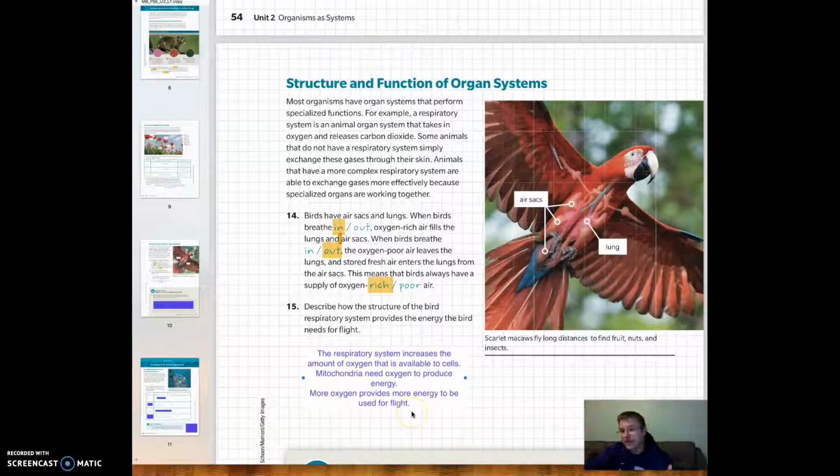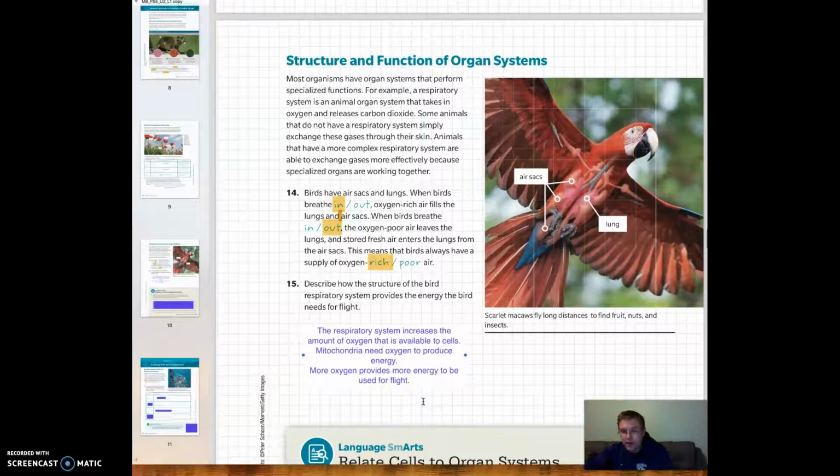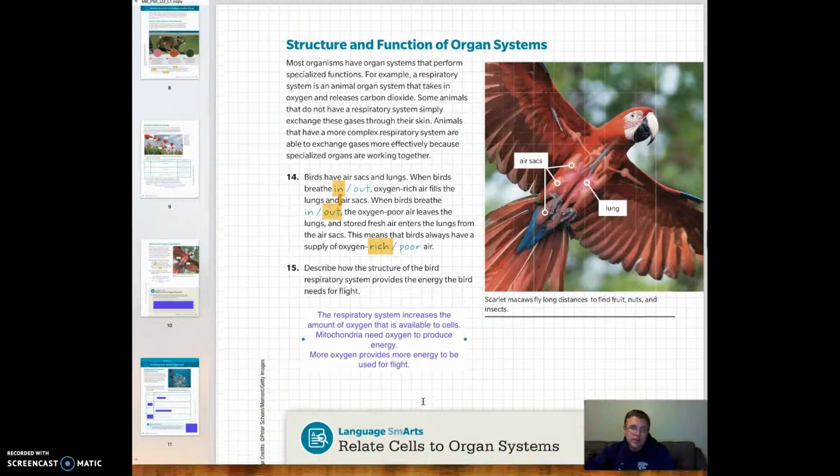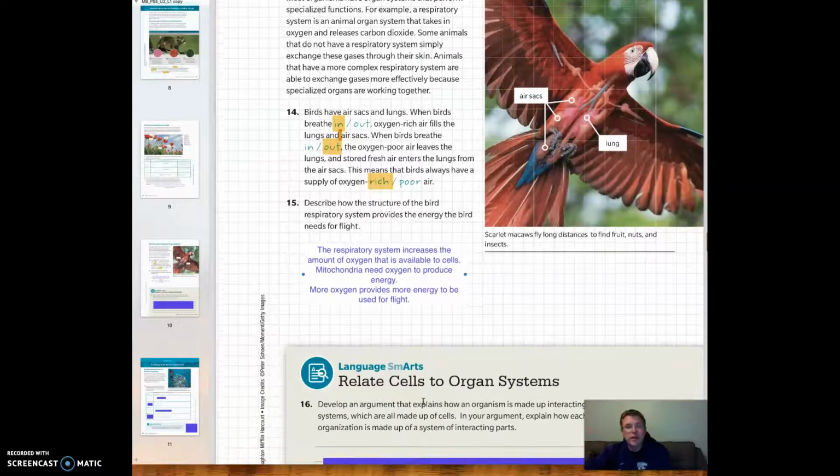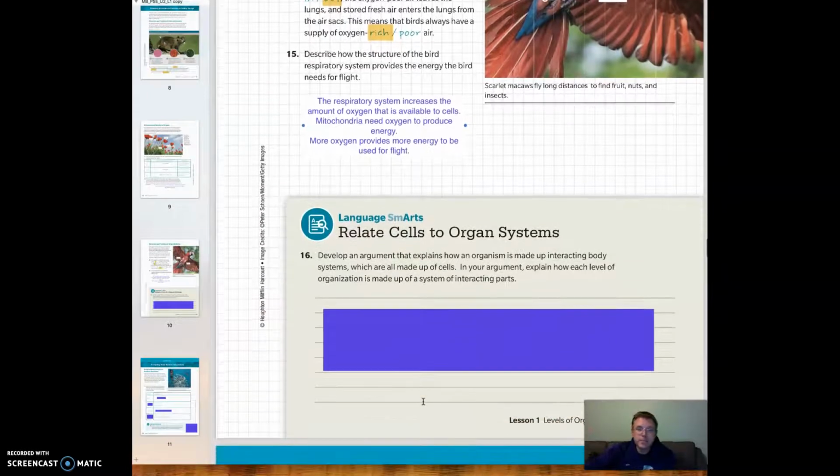So the birds need to get lots of oxygen in so they can burn their food, so they can get lots and lots of energy, because it takes lots and lots of energy to be flying around and flapping your wings all day long. So very efficient, very well developed respiratory system, circulatory system as well, but really the respiratory system that we find in birds.